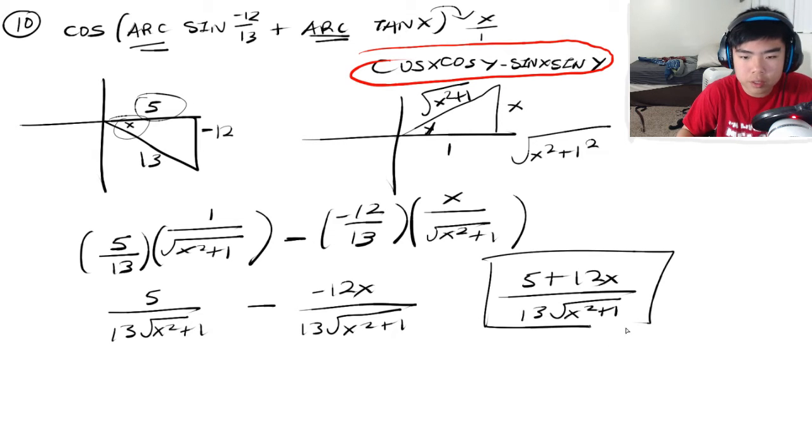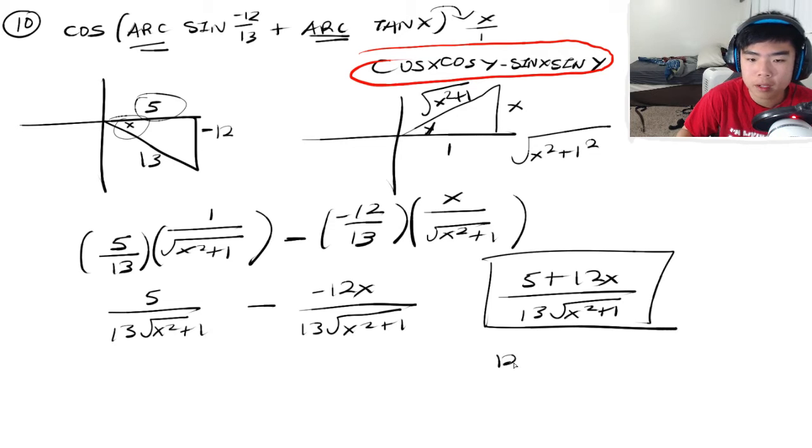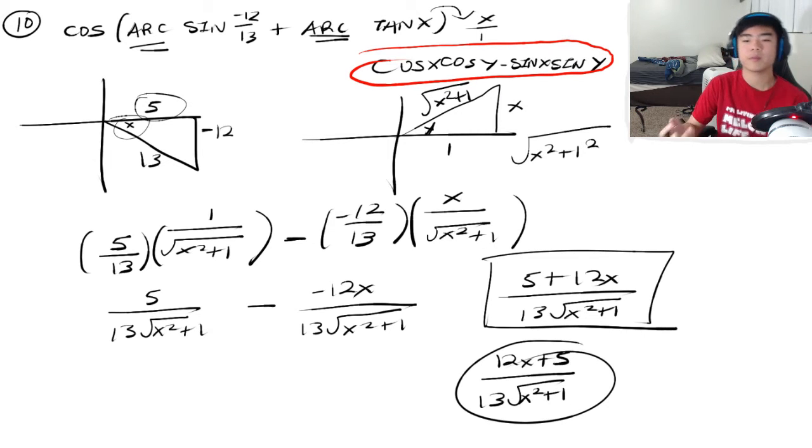Right there, 5 plus 12x, that's a 12 by the way, or 12x plus 5. You can rewrite it either way. I would rationalize the bottom, but I think this is the simplest way you could do it. So that's number 10.